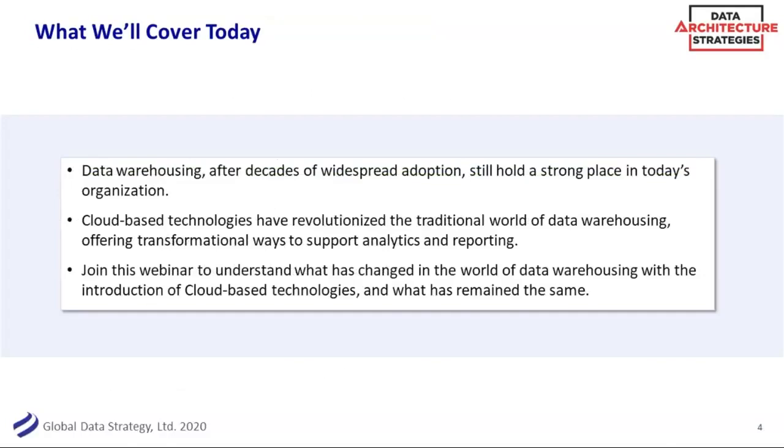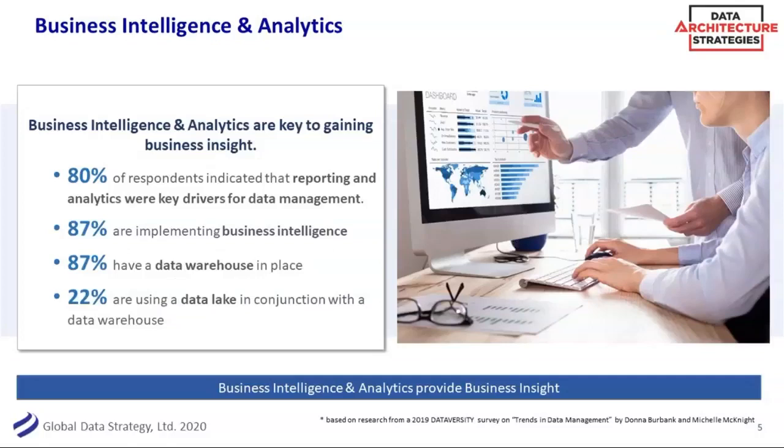What's nice about that is that data warehousing, despite the myth of its demise, still has a strong place in today's organization. It's not going anywhere anytime soon. One could say that it's been around for decades, therefore it's outdated, or one could say it's been around for decades, therefore it's a very strong foundation that clearly works, right? Yet things are changing. So how do things like cloud change the world of data warehousing? How do things like data lakes, streaming data, all these new technologies work? So what's changed, what stayed the same, and what should you start to think about as you look at these?